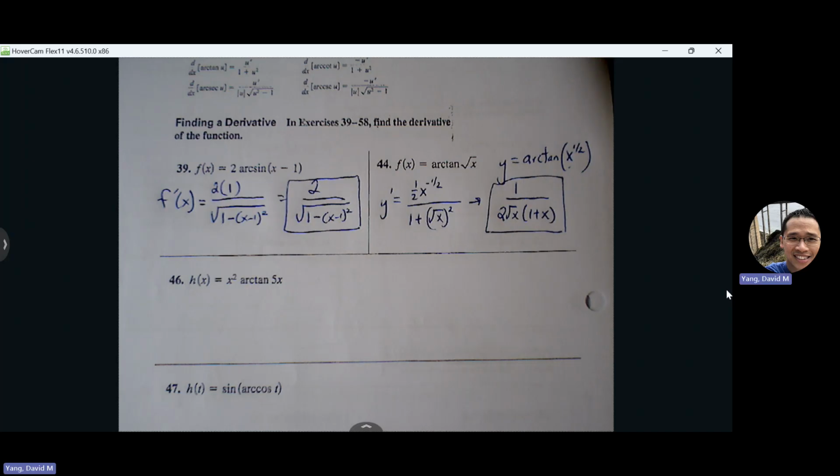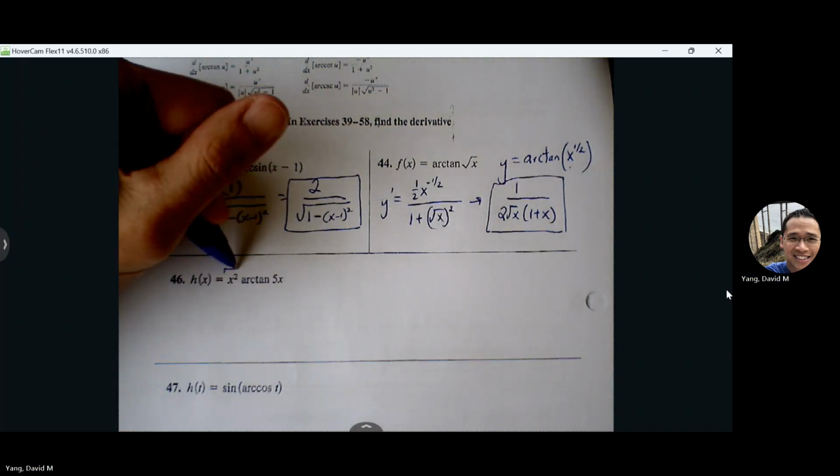All right, what do you see with 46? We got to go through what? Product rule. All right, try that.